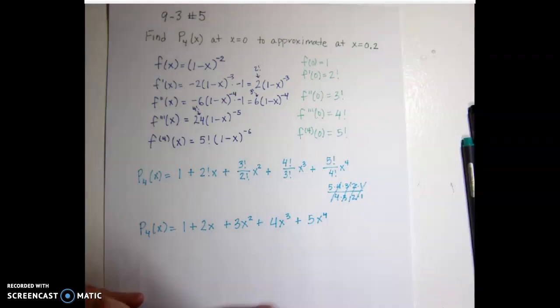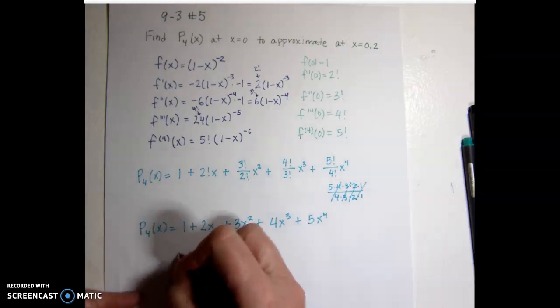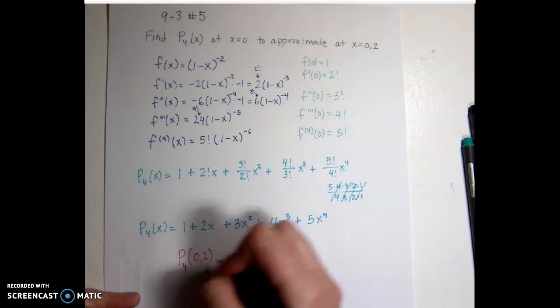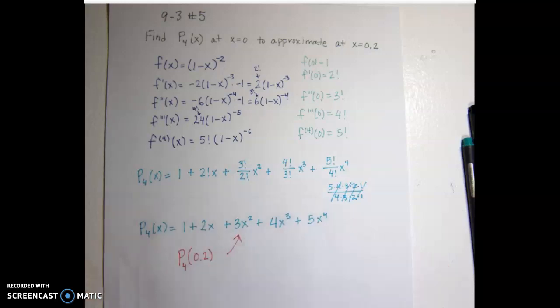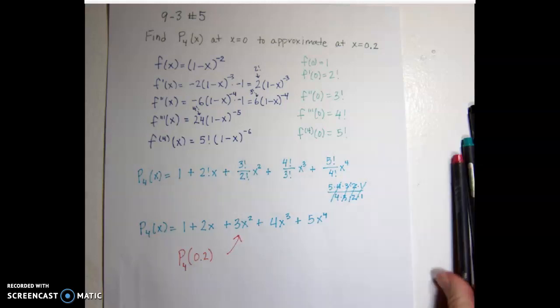And then the last step, we're going to use that polynomial to approximate the function at 0.2. So the last step would be to plug 0.2 into that polynomial. I would use a calculator for that part.